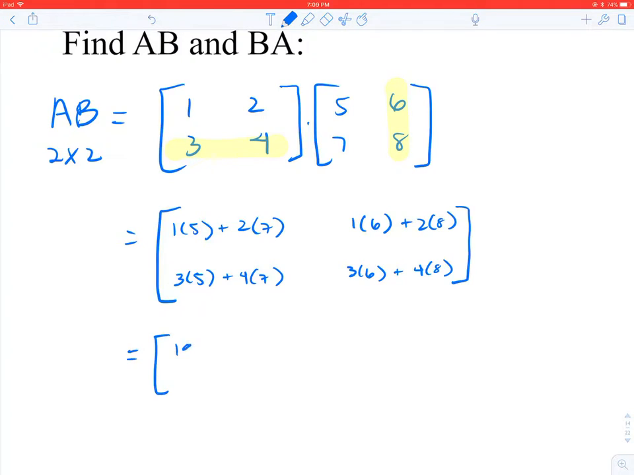And we can simplify each element. So we'll get 19, 22, 15 plus 28 is 43, and 50.